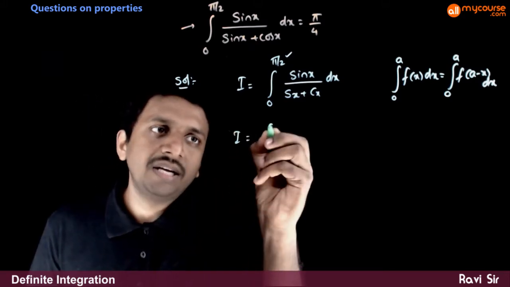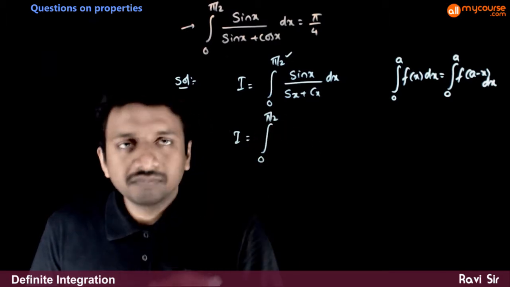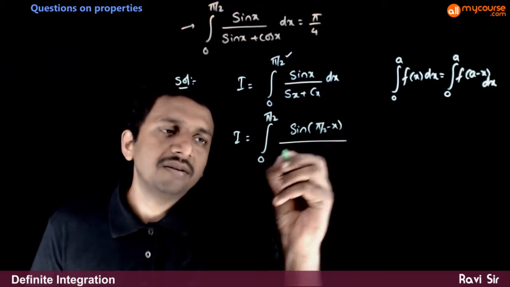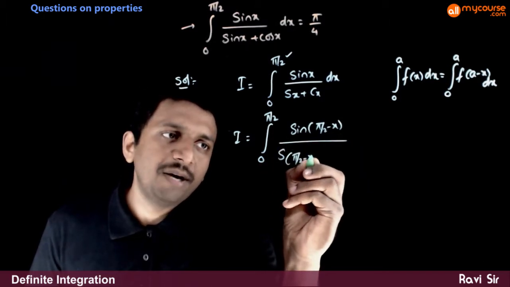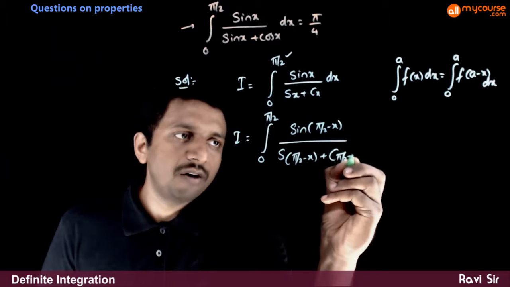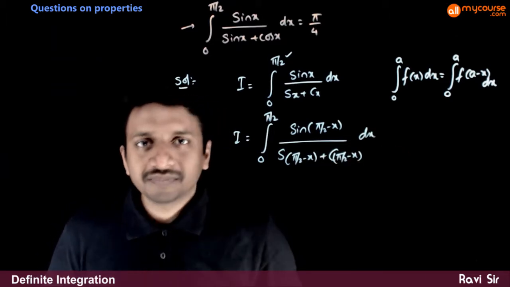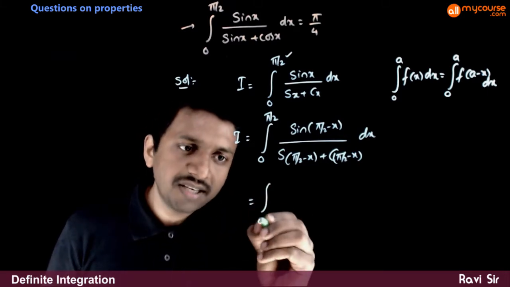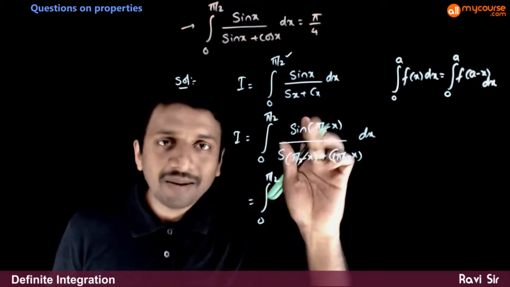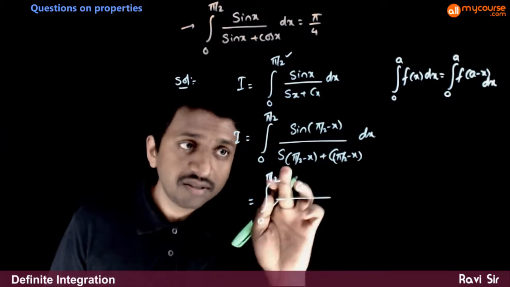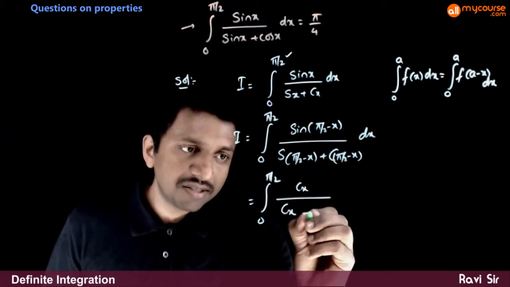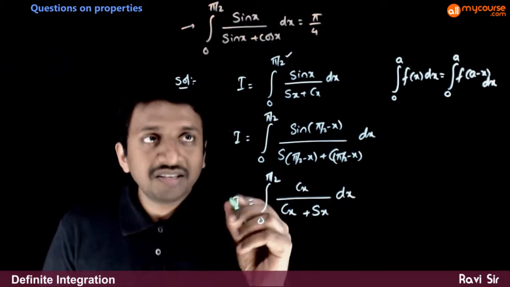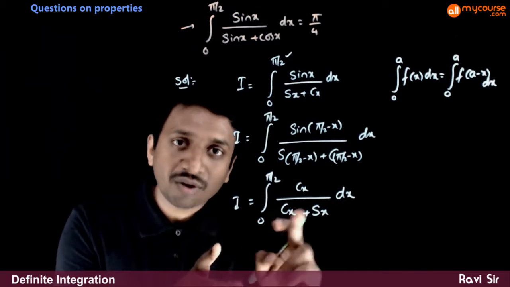So I is equal to the integral from 0 to pi by 2 of sin of (pi by 2 minus x) by (sin of (pi by 2 minus x) plus cos of (pi by 2 minus x)) dx. This integral is also equal to I. If you simplify, we know that sin of (pi by 2 minus x) is cos x, and cos of (pi by 2 minus x) is sin x. So this is the integral from 0 to pi by 2 of cos x by (cos x plus sin x) dx, and this is also equal to I.